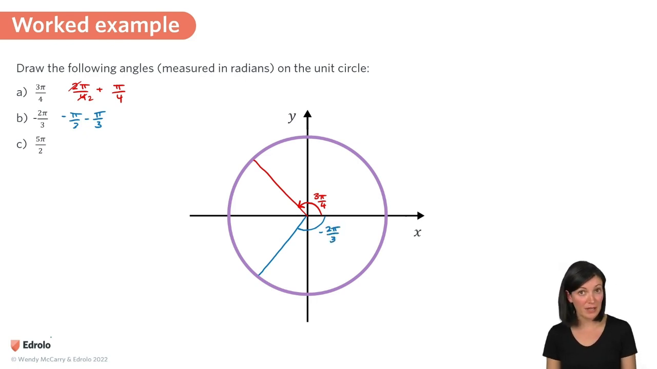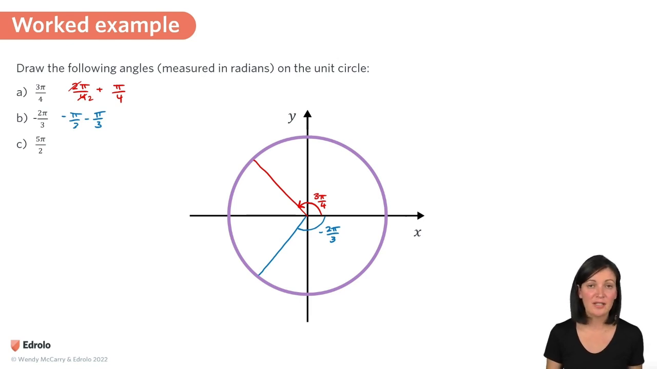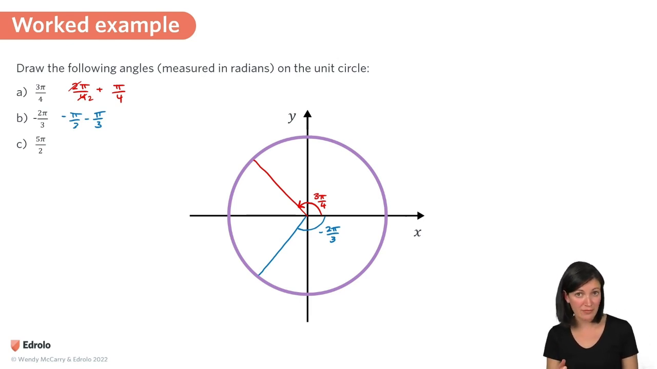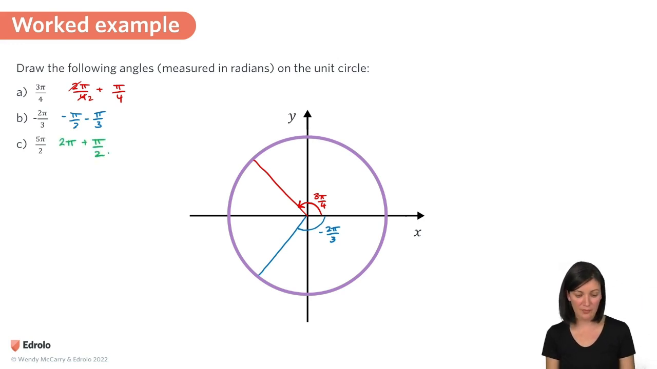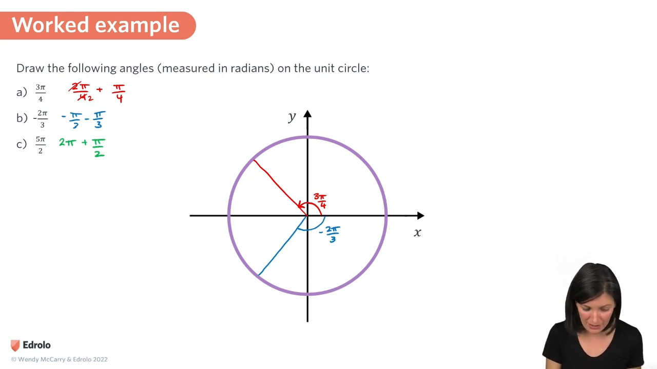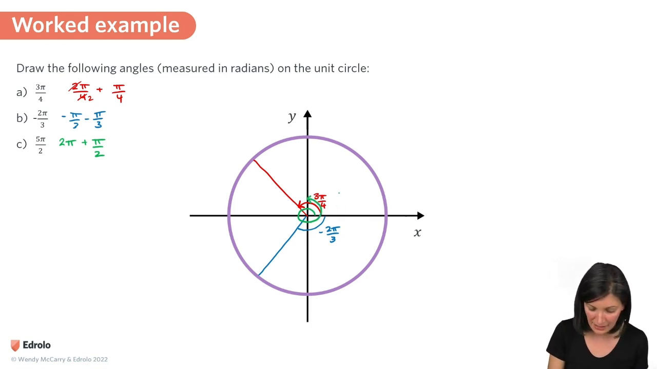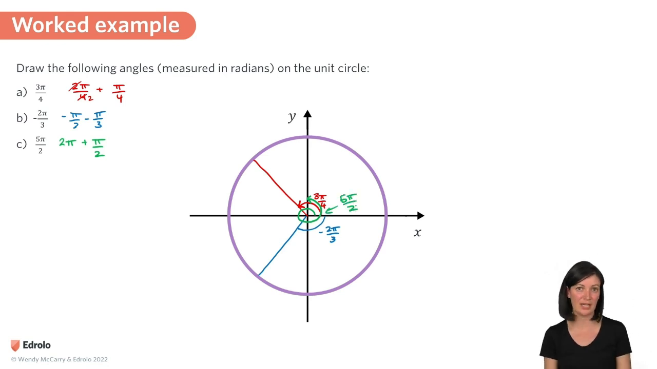Okay, so what about the next one there? We've got 5 pi on 2 radians. Okay, so 5 over 2, that's like 2.5. I can rewrite that as 2 pi plus another half a pi. So I know that 2 pi is 1 full rotation plus I need another half. So that green angle there represents my 5 pi over 2 radians.